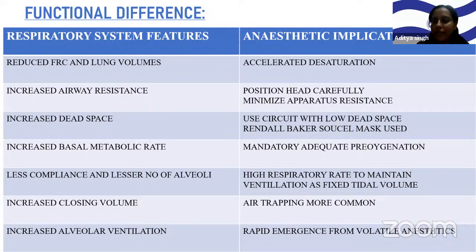And there will be increased basal metabolic rate. Mandatory adequate pre-oxygenation should be done. And increased closing volume, so air trapping is more common. Less compliance and a smaller number of alveoli. They have fixed tidal volume, so a high respiratory rate should be maintained. And with increased alveolar ventilation, they will have a rapid emergence from volatile anesthesia.